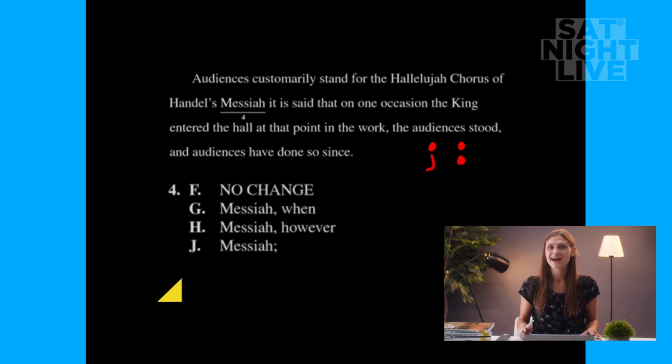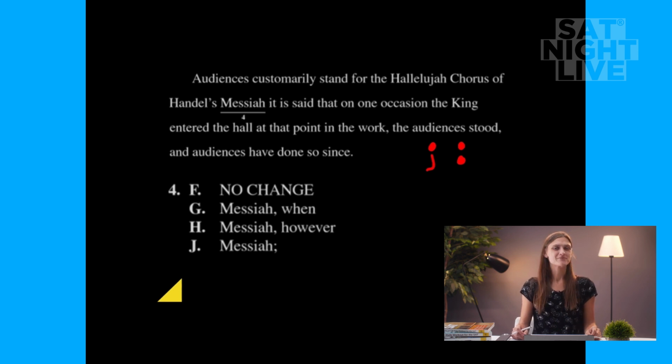So let's take a look at our first question, number 4, which reads: Audiences customarily stand for the Hallelujah chorus of Handel's Messiah. It is said that on one occasion the king entered the hall at that point in the work, the audiences stood, and audiences have done so since.